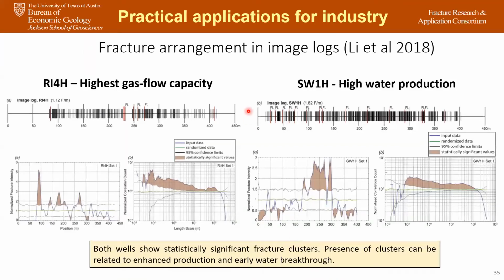So the resulting analysis shows you, let's start first with the RI4H well. This is actually the highest gas flow capacity of the Frontier formation. And you can see from this image log, the stick plot acquired from the image log, that there are many fracture clusters in here, and the normalized fracture intensity plot here is just showing you the intensity along the length of this scan line.